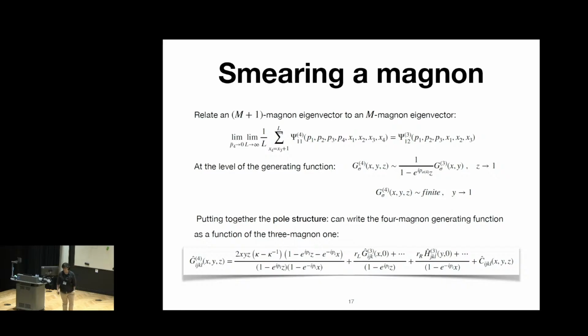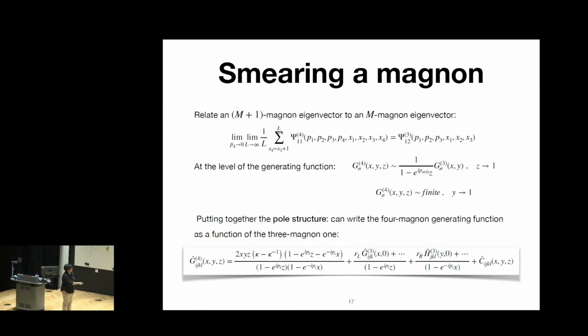The moment you do that, it is a simple exercise to see that the 4 magnon eigenvector gives you the 3 magnon eigenvector. And this is, by the way, something we also started testing with XXX, XXZ. This only gives you factorization. But of course, here it gives you way more things. It gives you a relation between the 4 magnon Ds and the 3 magnon Ds. And the best way to see the consequences of this crazy equation is to think at the level of the generating function, which captures all the Ds.